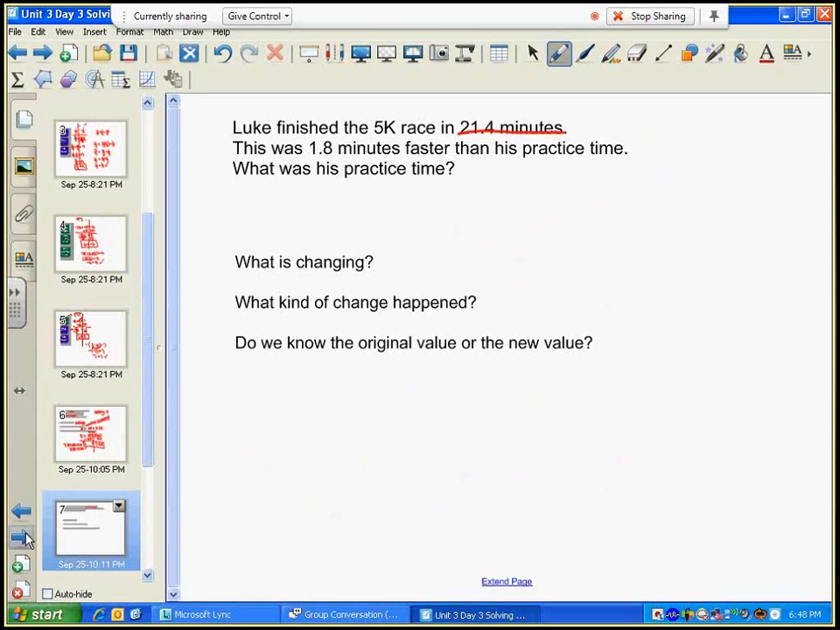Oops, let me make that line better. That's important, his current race time. And that's good. Oh, and he did even better this time than he did in practice. Okay, so what is changing? His running time, right?